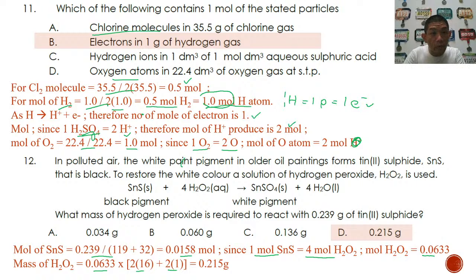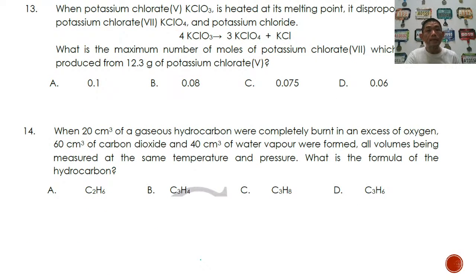Immediately we go to the next question, which is number 13. When potassium chlorate, KClO3, is heated at its melting point, it disproportionates to potassium perchlorate, KClO4, and potassium chloride. So this is the equation: 4 KClO3 forms 3 KClO4 plus KCl. Okay, so the ratio is 4 to 3 to 1.